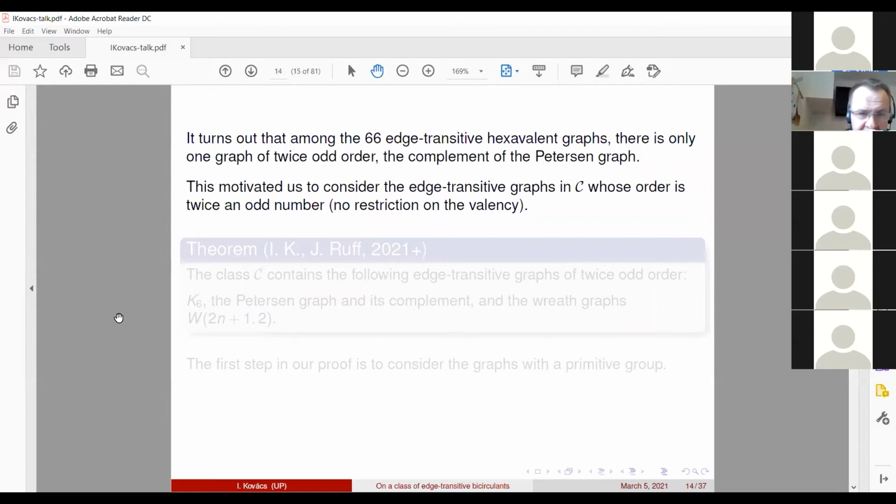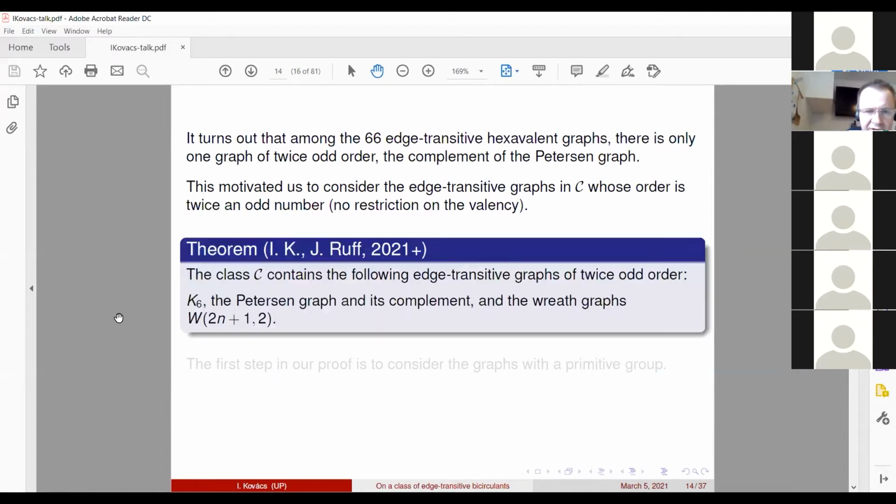It turns out that among the 66 H-transitive hexavalent graphs, there's only one which has order twice an odd number, and this is the complement of the Petersen graph. This motivated our research with János Ruff, and we consider the H-transitive graphs in C whose order is twice an odd number, which is quite a restriction, but on the other hand, we put no restriction on the valency, and this is the result which we get.